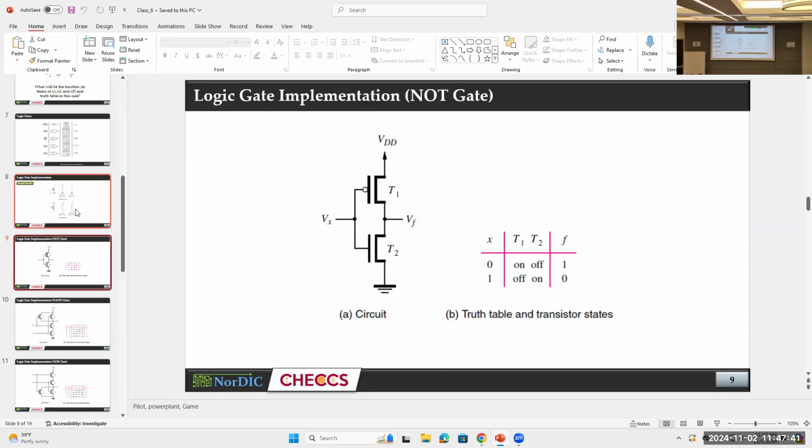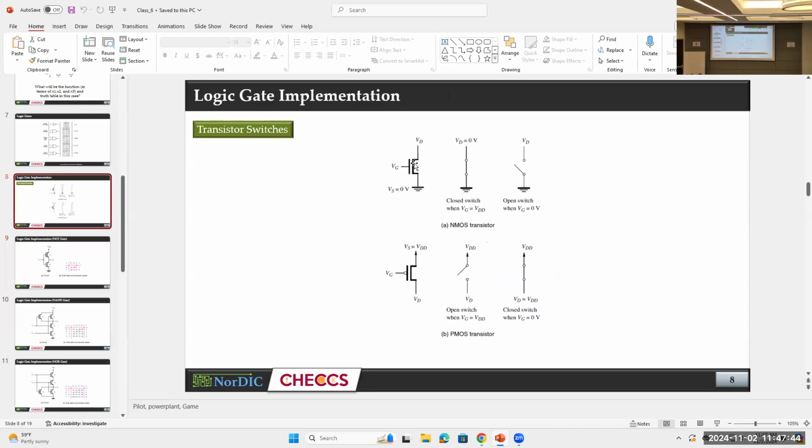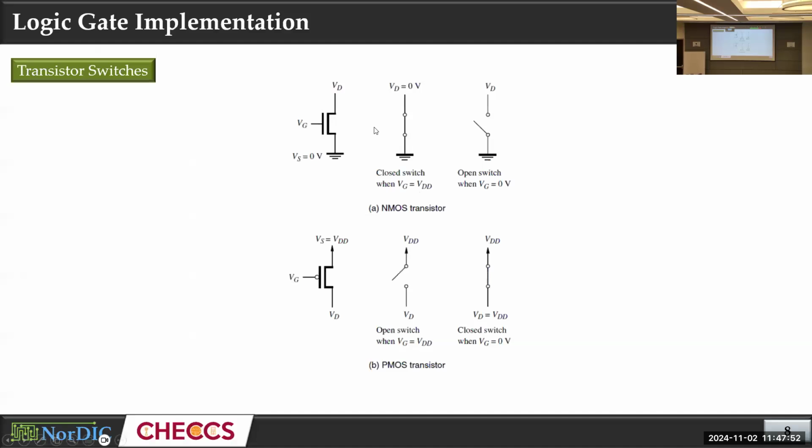Before that, let me clarify one other thing. I have told this to you already. Here I have told you that this terminal is called gate, this terminal is called drain, and this terminal is called source. I have told you that if the gate gets full voltage, I mean, one. Let me clarify one thing.